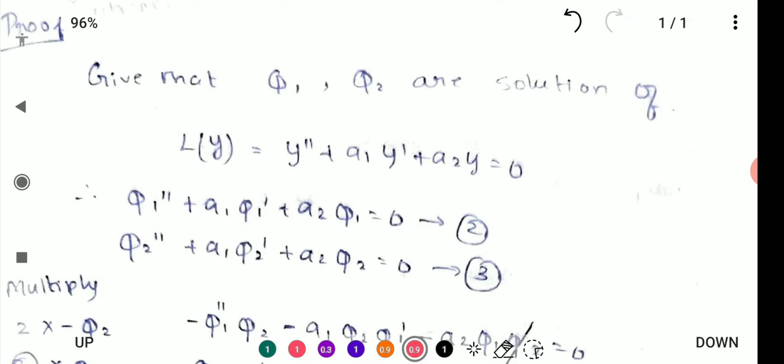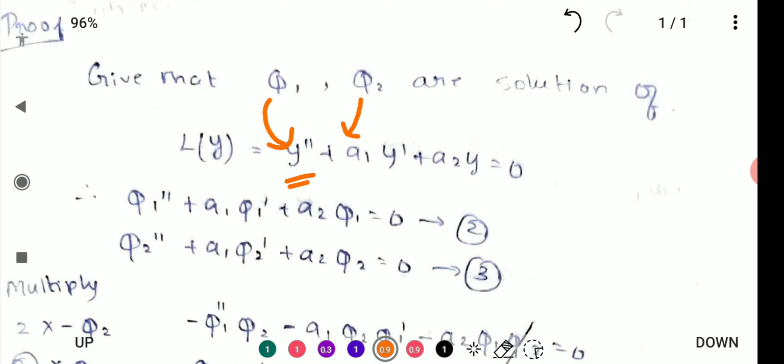So L of y is equal to y double dash plus a1 into y dash plus a2 into y is equal to 0. After that, they have already given that phi1 and phi2 are the solutions. What we need to do is substitute phi1 and phi2 instead of y.